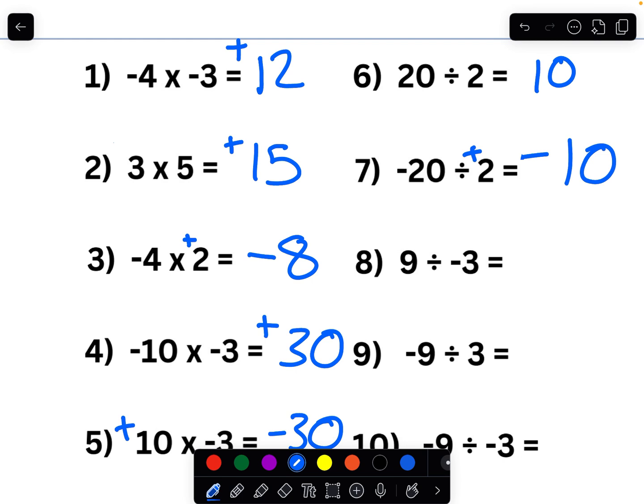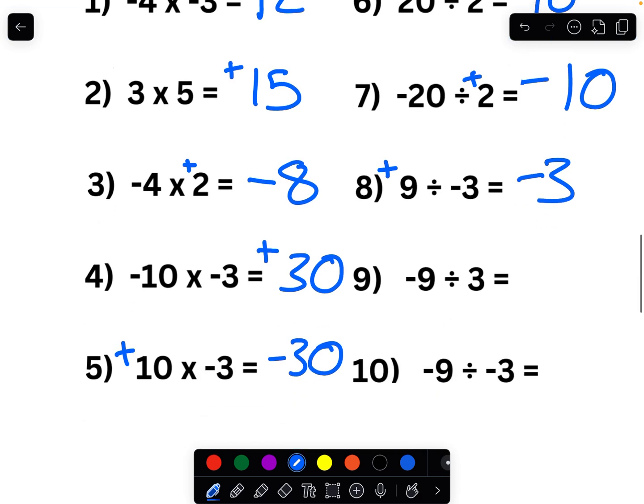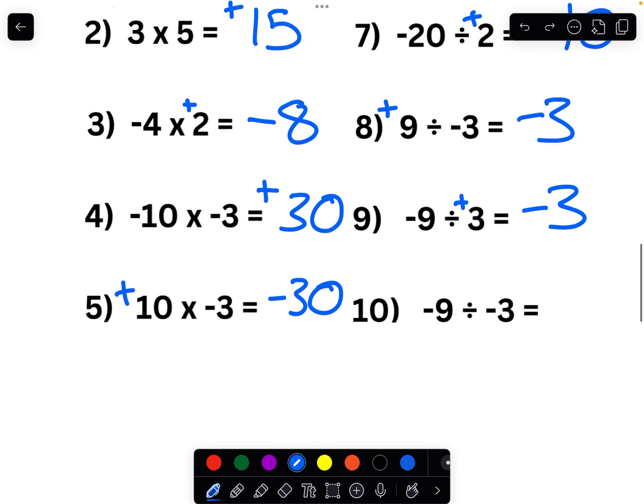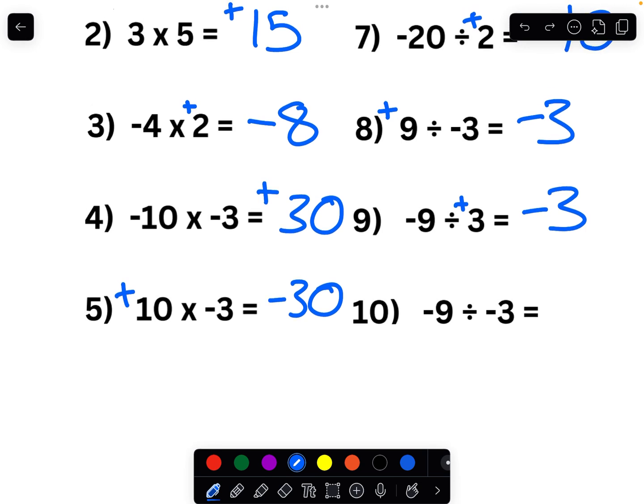9 divided by negative 3. You can always think positive 9 divided by negative 3. Same signs or different signs? Different signs, meaning my answer is negative 3. Negative 9 divided by positive 3. If you got negative 3 for your answer, you are correct. And how about this last one? Negative 9 divided by negative 3. If you got 3 or positive 3 for your answer, you are correct.